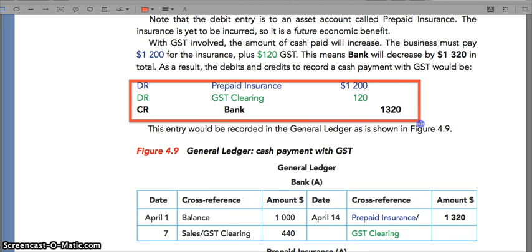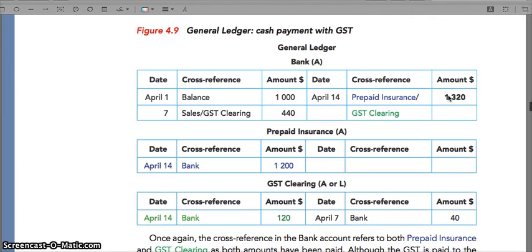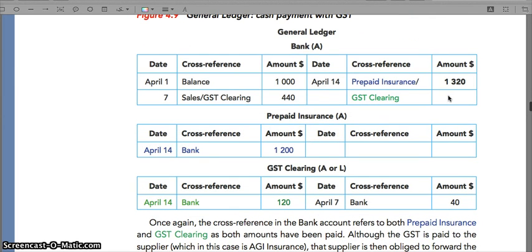So we've got the amount here that has hit the bank of $1,320, and then we've got insurance, which is obviously we're paying an expense here. Insurance of $1,200, GST clearing of $120, which is 10% of $1,200, and this is how it would look in the ledger.